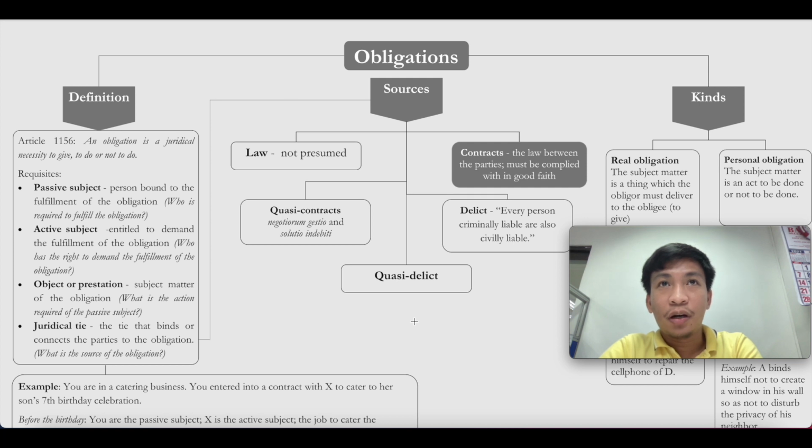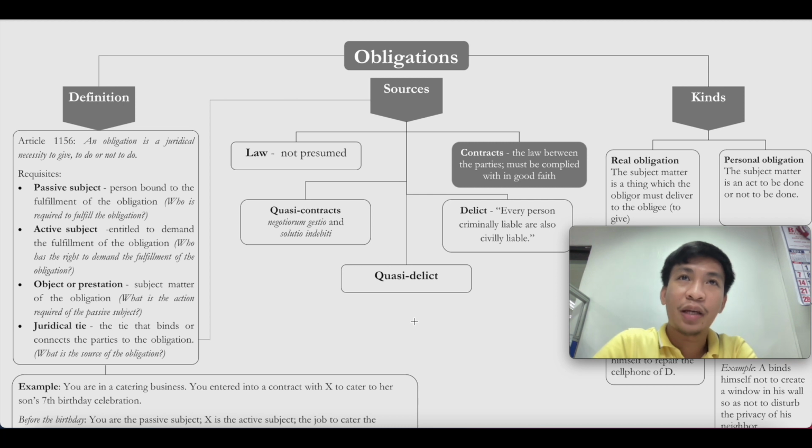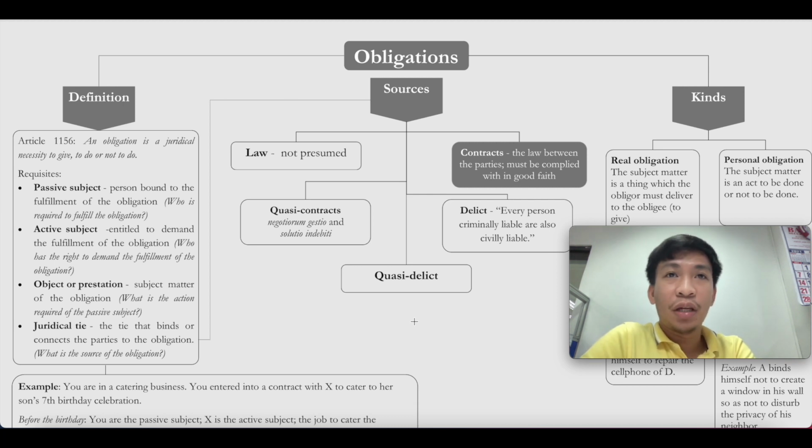For example, yung nasusunog yung bahay ng kapitbahay mo. Wala sila diyan. But anyway, you inapula mo yung apoy, etc., gumamit ka ng tubig, and other necessary expenses. Ngayon, is it lawful? Yes, because kung nasusunog na nga, what's the problem with that if you help someone, di ba?